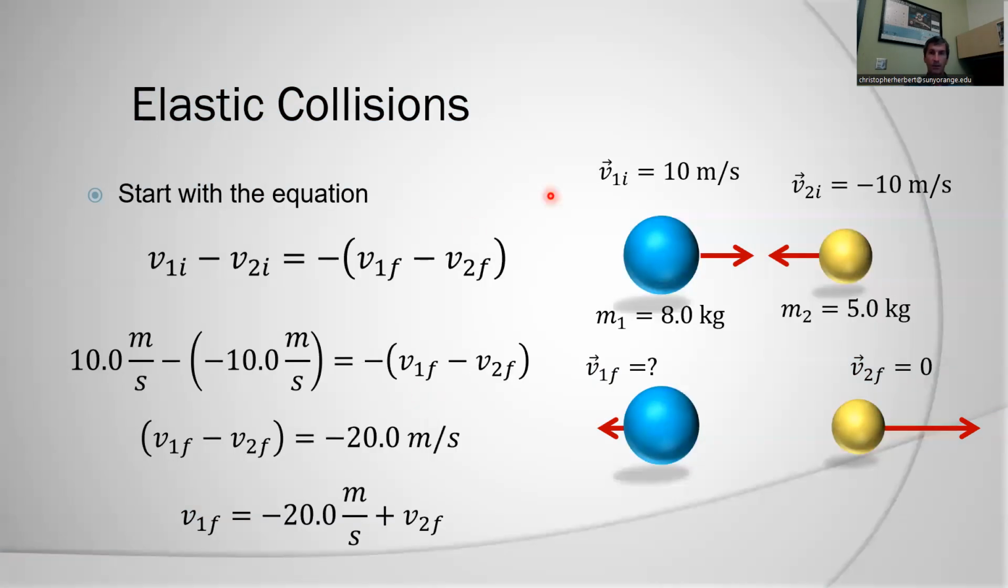Okay, so let's do this problem here. We're going to have two masses. One is 8 kilograms. The second one is 5 kilograms. They're both traveling with a speed of 10 meters per second. The first mass is traveling to the right, so positive 10 meters per second. The second mass is traveling to the left. Negative 10 meters per second is our velocity.